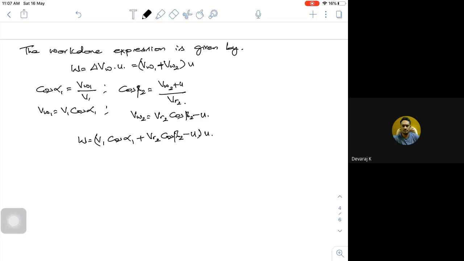So let's substitute for phi. We know that U is equal to phi into V1. This already we know, so I will substitute this. So W is equal to V1 as it is, V1 cos alpha 1. Let's multiply that: U into V1 cos alpha 1. Then we'll substitute. This will be V1 into U into cos alpha 1 plus VR2 into U into cos beta 2 minus U square.